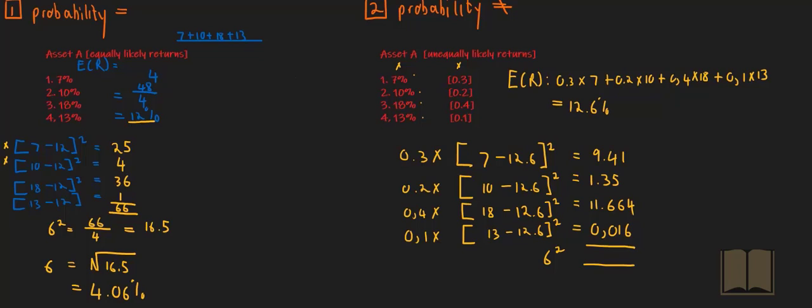The summation of this gives you your variance. And the variance amounts to 22.4. But we're not looking for the variance, we're looking for the standard deviation. And the standard deviation is simply just the square root of the variance, which gives you a standard deviation of 4.74%.